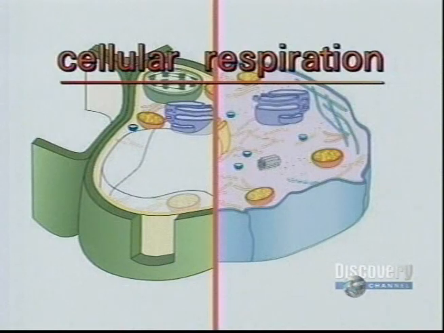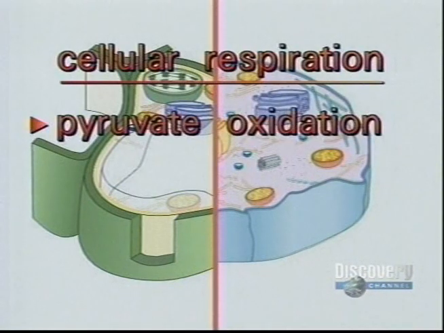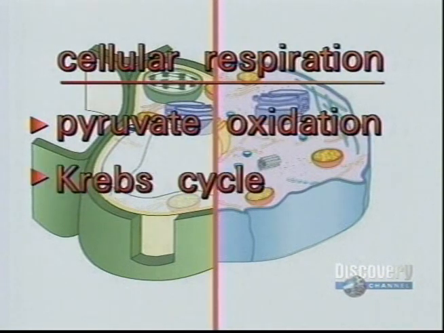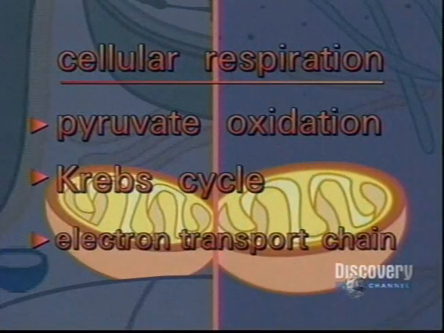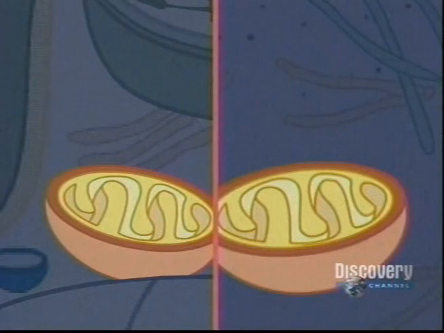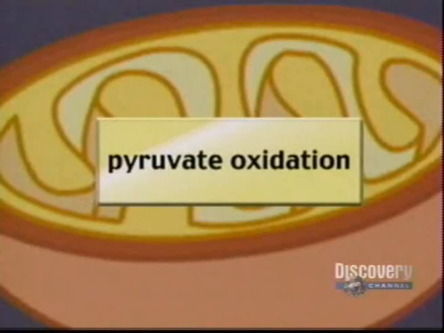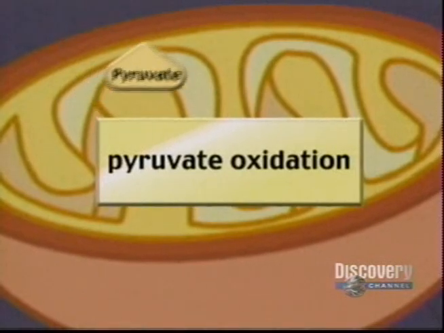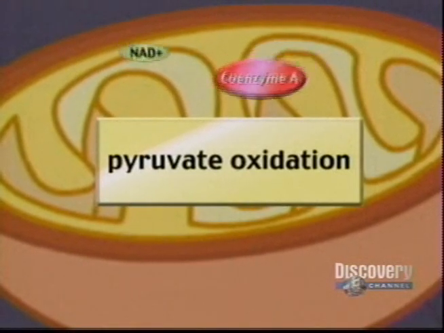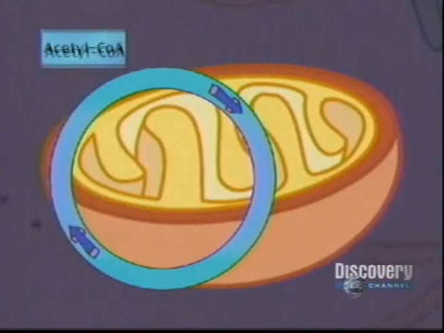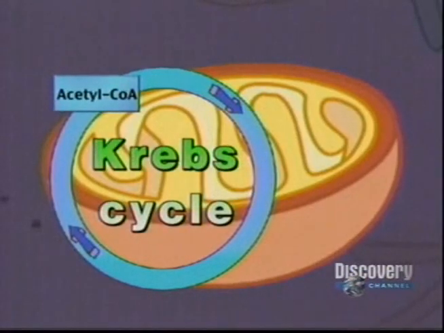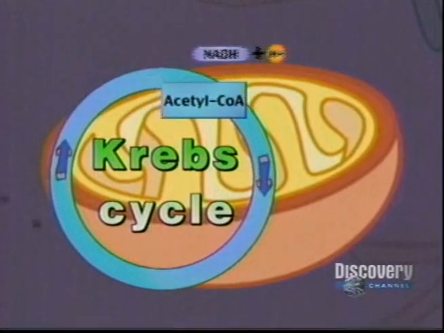The next 3 stages in cellular respiration are pyruvate oxidation, the Krebs cycle, and the electron transport chain. These stages take place in mitochondria, the organelles inside plant and animal cells. The pyruvate molecules produced by glycolysis are broken down by oxidation into acetyl coenzyme A. This is the raw material for the Krebs cycle, also known as the citric acid cycle.